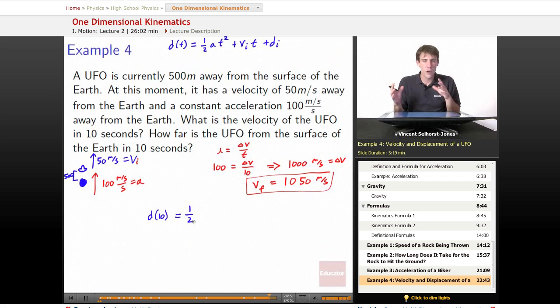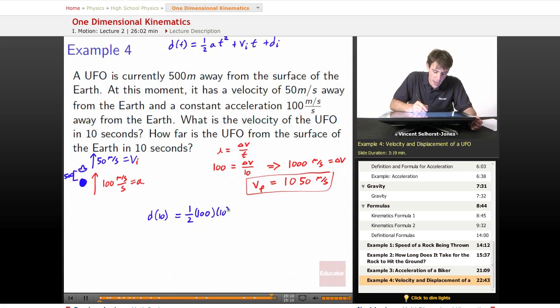There are some forces involved, gravity is pulling, and it's probably got thrusters or something causing it to move away from the Earth, but we don't have to worry about that because we were told its acceleration precisely, so we're good with that. So 100, and it's positive because it's moving up, times the time squared. Oh, we do know the time. Plug that in: 10 squared, plus what's the initial velocity? 50 times the time, 10, plus its initial location, 500.